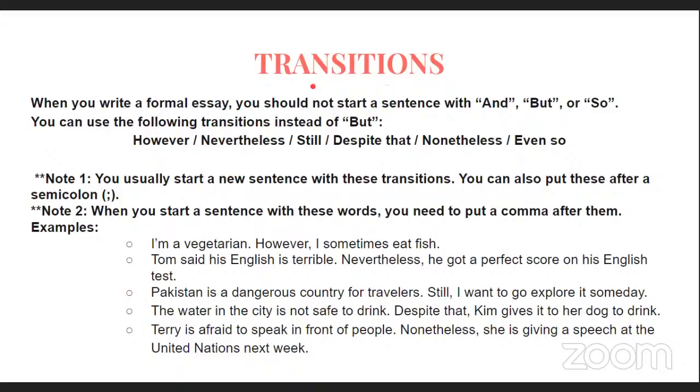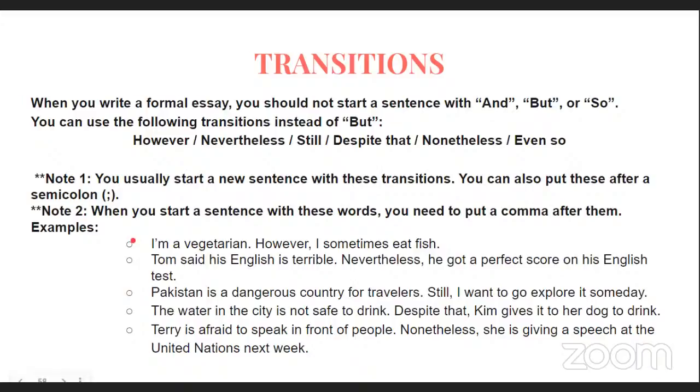Well, transitions. So, more transitions. When you write a formal essay, you should not start a sentence with "and", "but", or "so". You can also use the following transitions instead of "but". You can use "however", "nevertheless", "still", "despite that", "nonetheless", "even so". Note, you usually start a new sentence with these transitions. You can also put these after a semicolon. Whenever you have a semicolon, you can then put however, nevertheless, still. And when you start a sentence with these words, you need to put a comma after them. So even so, comma, nonetheless, comma, despite that, comma.